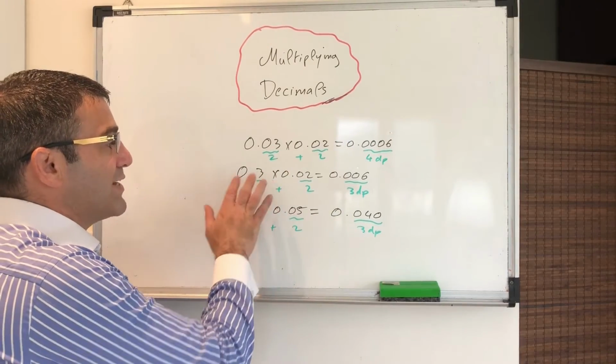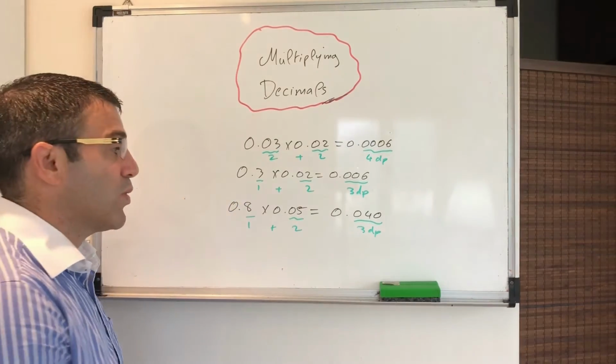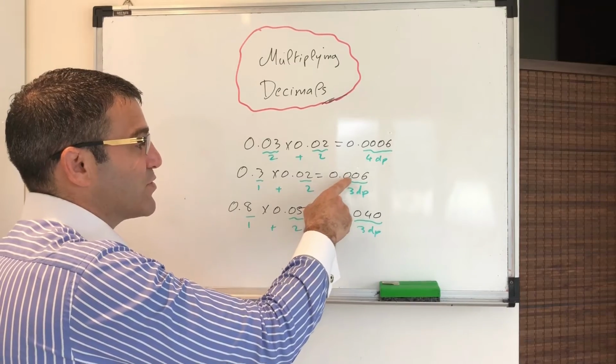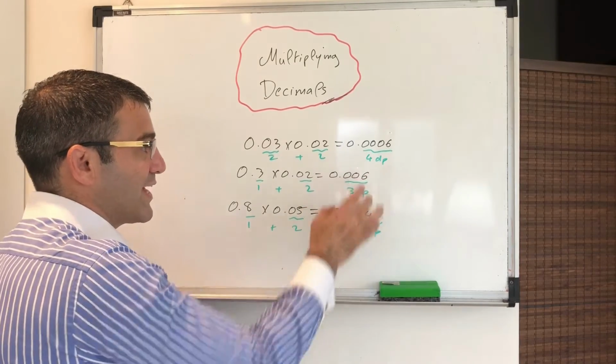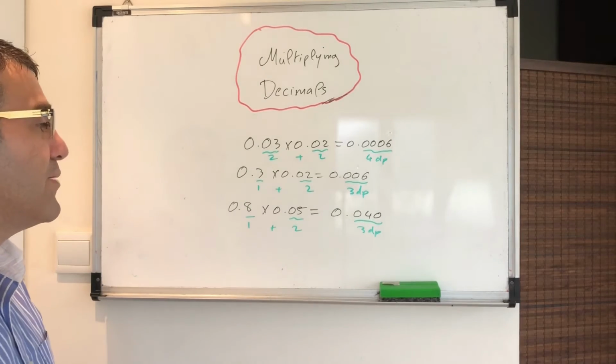So what if you have 1 decimal point and 2 decimal points? So 0.3 times 0.02. Well, 1 plus 2 is 3, so you're going to have 0.006. So you just have to make sure that, again, you start with your 6 and you write 3 decimal points and then you're okay.